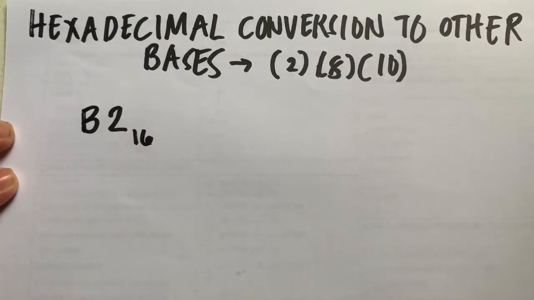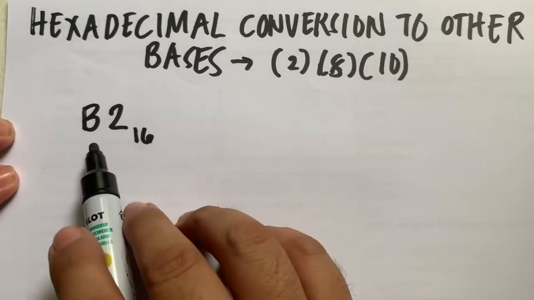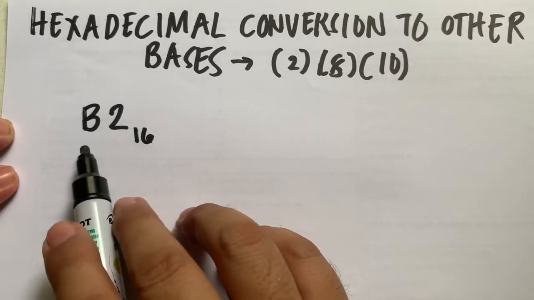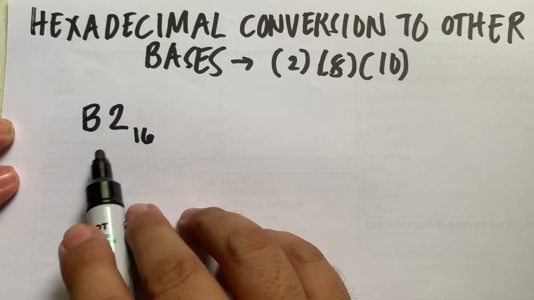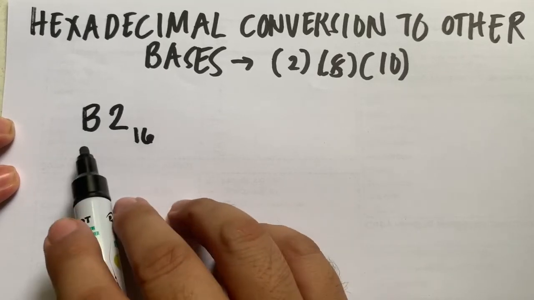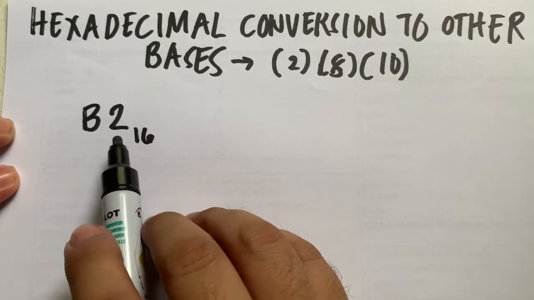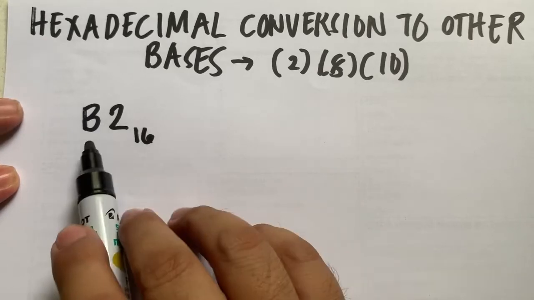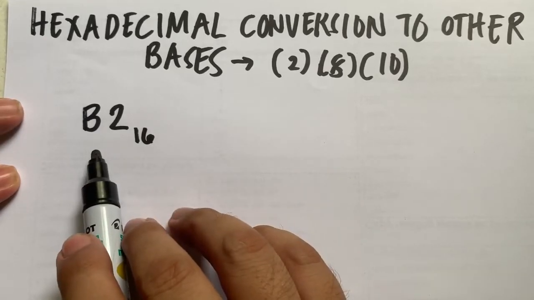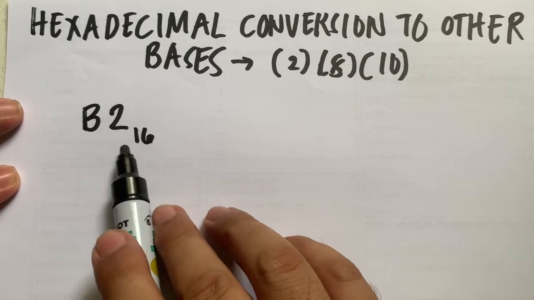So first, see to it that the given hexadecimal number is a valid number. So we have B2, that is valid. To check if it is valid, meaning to say it uses the decimal digits 0 to 9 and the letters A to F. So we have B2.